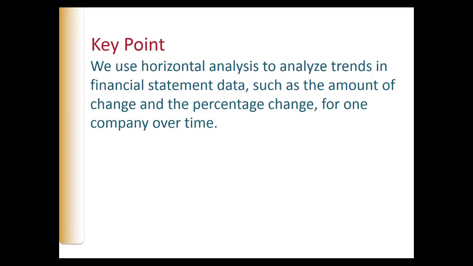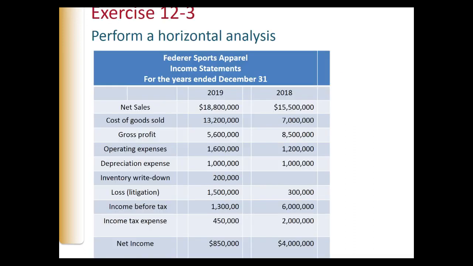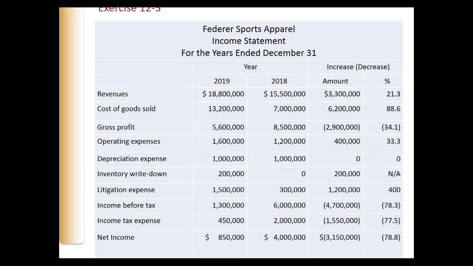Now, a key point to remember when using horizontal analysis is that it analyzes trends in financial statement data, such as the amount of change or the percent of change for one company over a period of time. Let's perform the horizontal analysis. So we've got the Federer Sports Apparel net income of 2018 and 2019.